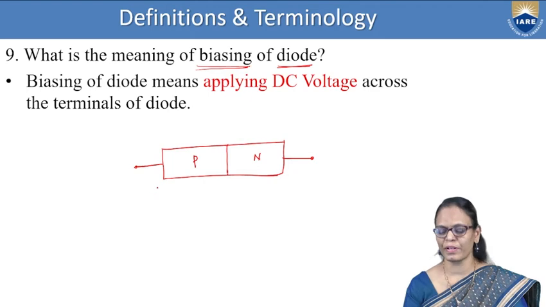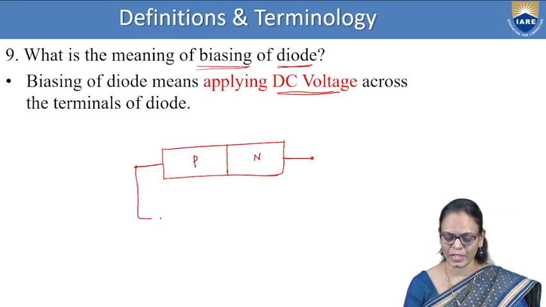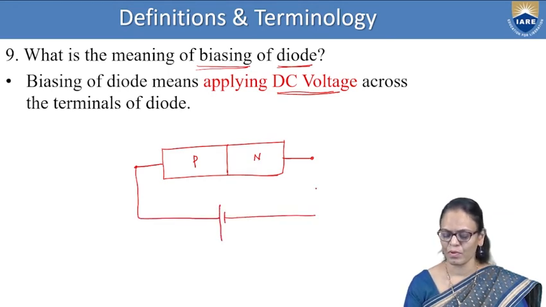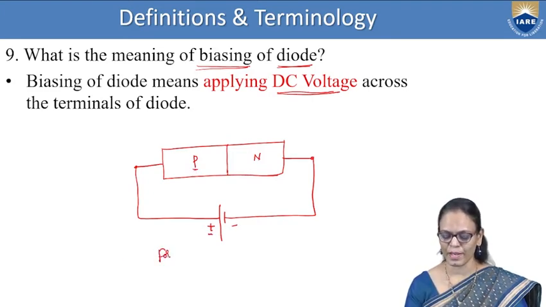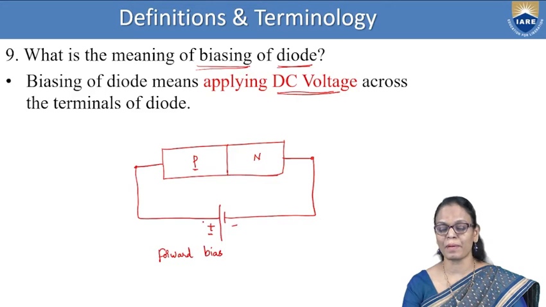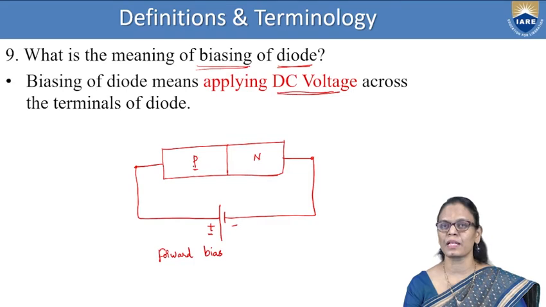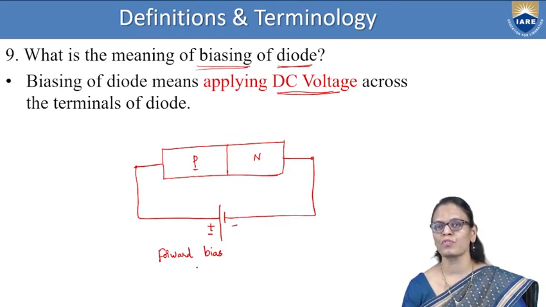In biasing, we apply a DC voltage to this PN junction diode. I will connect this to a DC supply. This is positive and this is negative. Whenever we connect it to a DC supply in such a way that the P-type is connected to the positive, we call it forward bias. We are doing the biasing of the diode by applying the DC voltage across it. Since the P-type is connected to the positive, we call it forward bias.